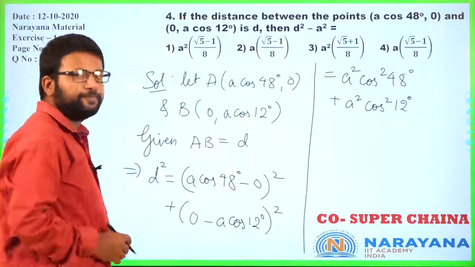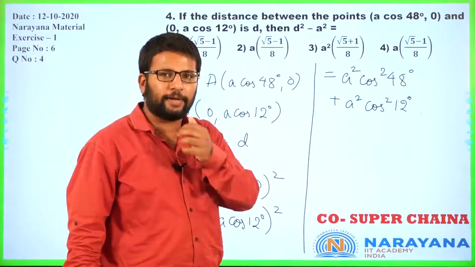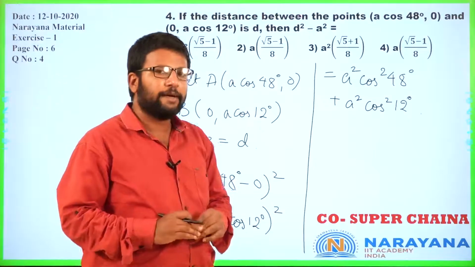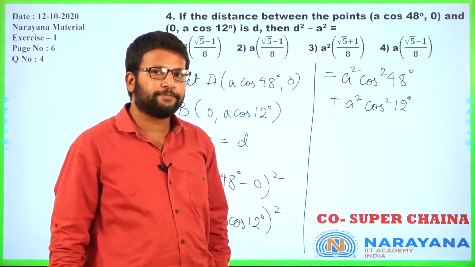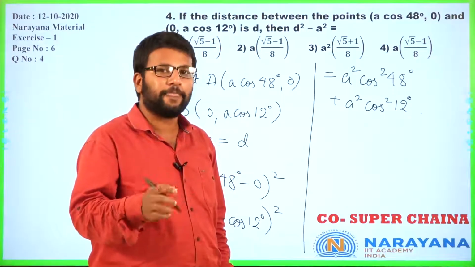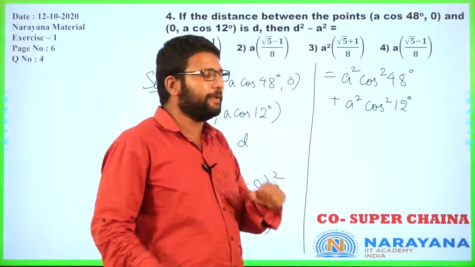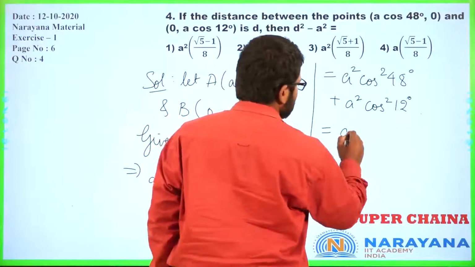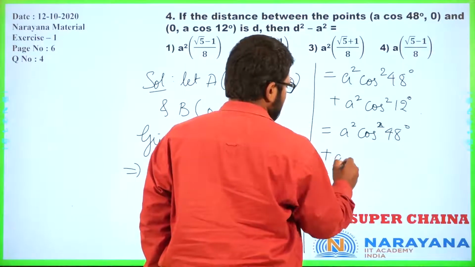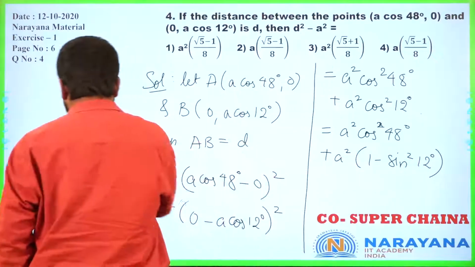Yes, verify that. Okay, so now do we have a method of adding cos square theta plus cos square alpha or cos square A plus cos square B? We don't have a direct formula for that, correct? Do you have any similar formula like that? Recall, there is a formula that says cos square A minus sin square B. Okay, there is a way of simplifying that. So then we can try to convert this into cos square A minus sin square B. So we will write this as a square cos square 48 degrees plus a square into 1 minus sin square 12 degrees, correct?